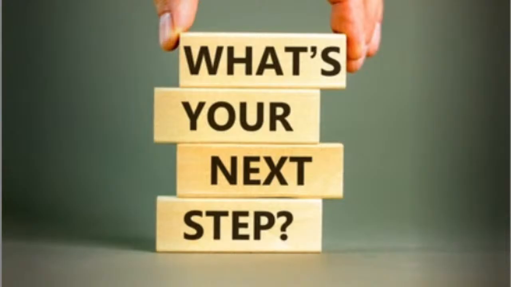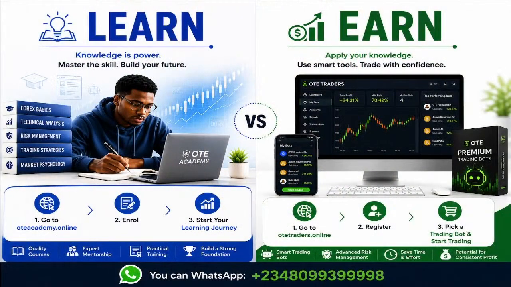So I know a lot of people will be like, what's the next thing now? I've had a lot today. What's the next phase for me? What should I do next? It's very simple. You can decide to learn. Knowledge is power, like they say. Master the skill, build your finance. To learn, you can just take a screenshot of this page. Go to oteacademy.online. You enroll, make your payment of 100,000 naira, and you start learning.